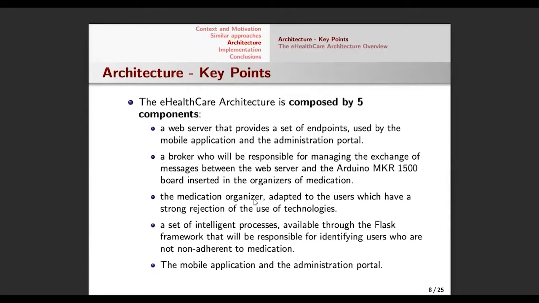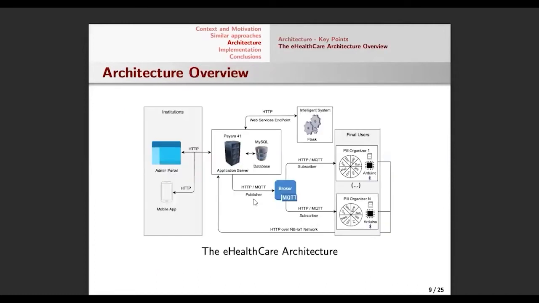The next component is the medication organizer, adapted to users who have a strong rejection of the use of technologies. A set of intelligence processes is the next component, available through the Flex framework, which will be responsible for identifying users who are not adherent to the medication. The last component is the mobile application and the administration portal. This slide contains the global view of our architecture.